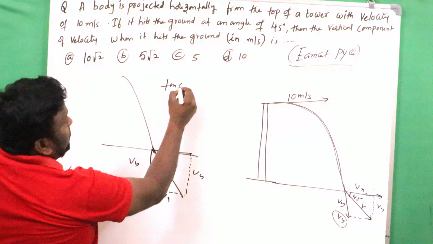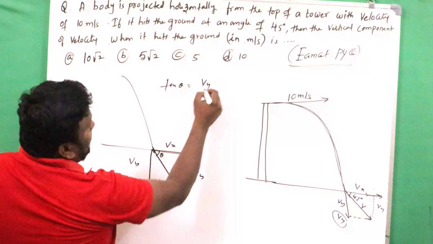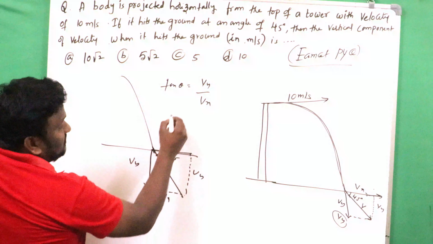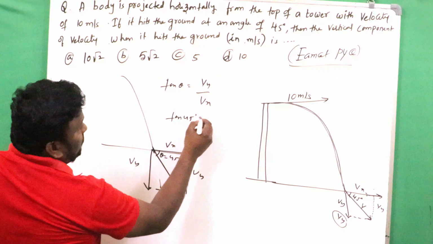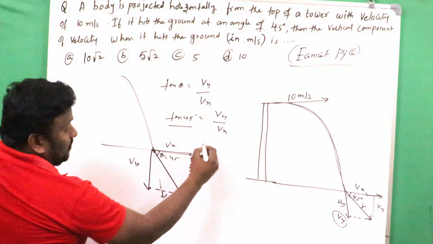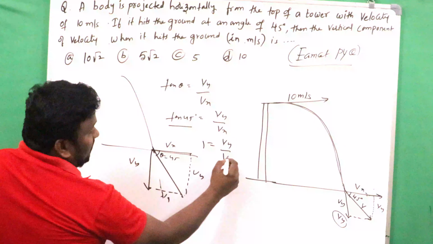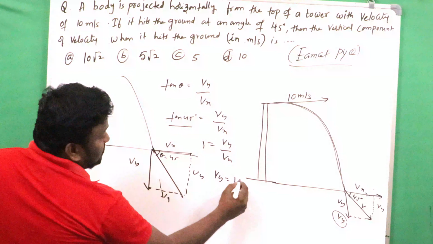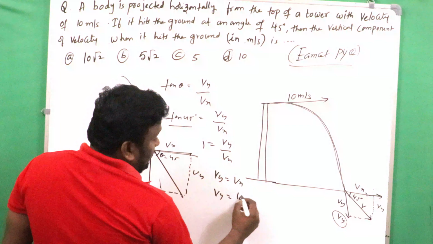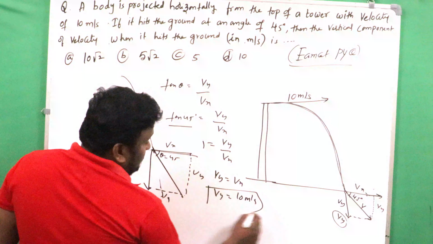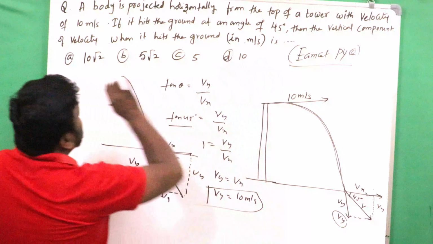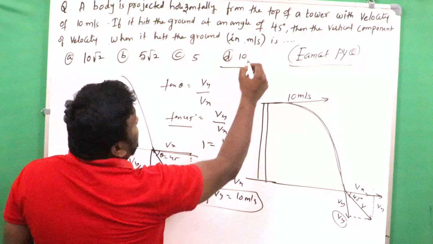From the figure, tan theta is equal to Vy by Vx. The angle is 45 degrees, so tan 45 degrees is equal to Vy by Vx. Tan 45 is 1, so 1 is equal to Vy by Vx, then Vy is equal to Vx, and the Vx value is 10 meters per second. So the vertical velocity is also 10 meters per second. That's why among the 4 options, option D is the right one.